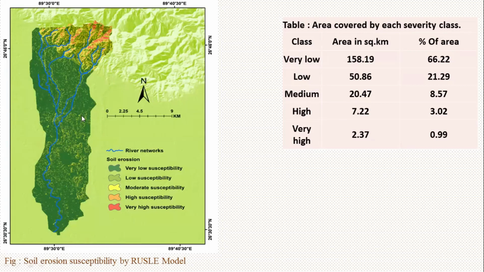So you see that in general, the area under susceptibility zonation here is coming from medium to high. Most of the area comes in very low, but then we have a considerable amount of area coming under medium susceptible zones. That is the yellow zone.